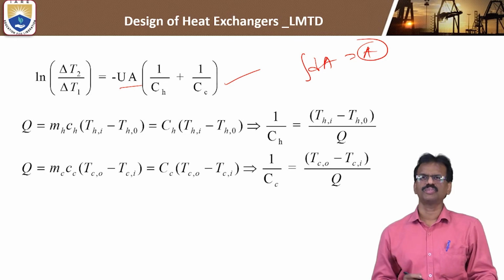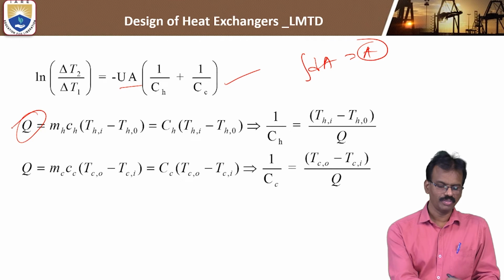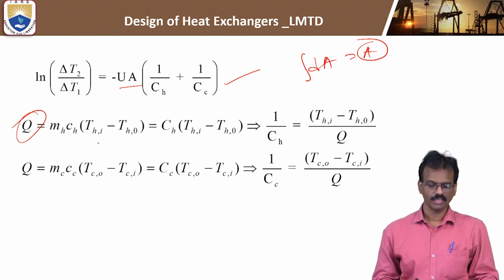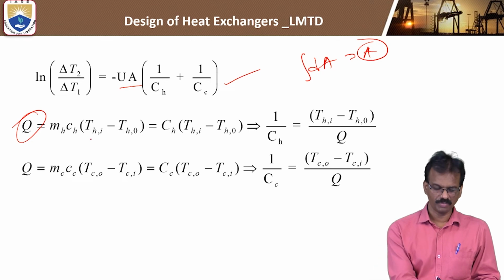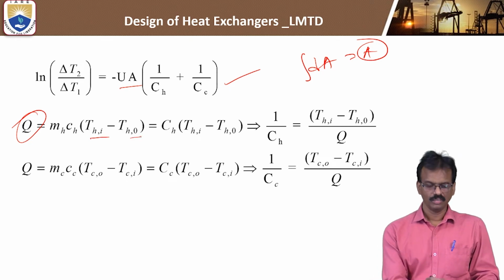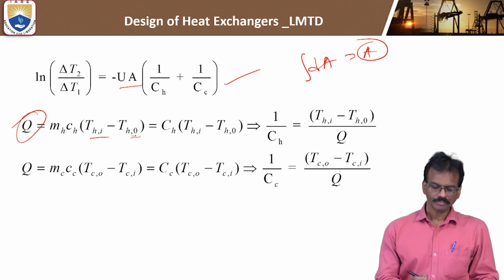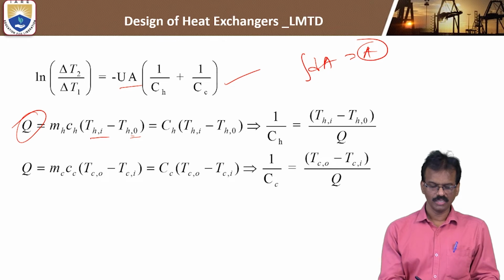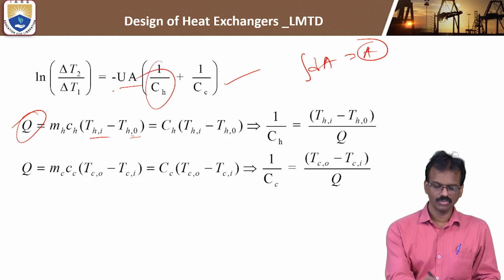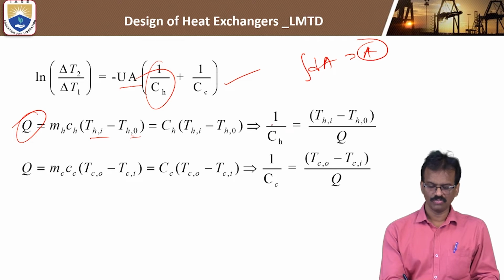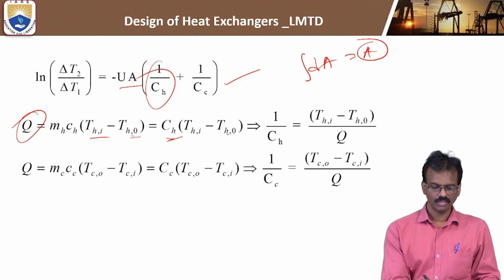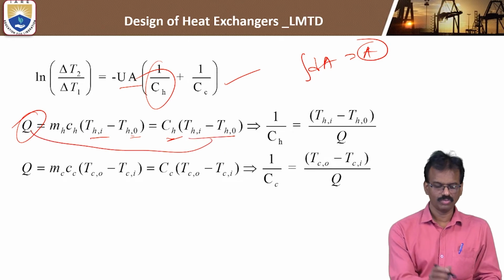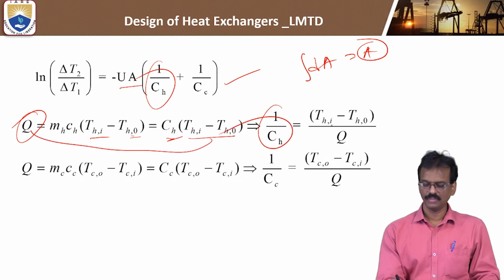Next, these are the energy formulas according to thermodynamics. The rate of heat transfer is equal to m_h C_h into the temperature difference of the hot fluid, hot fluid inlet minus hot fluid outlet. You can read it as capital CH into the temperature of hot fluid inlet minus the temperature of hot fluid outlet. So how do we derive the 1 by CH? CH is there, then you can shift this term to the left side, then 1 by CH is equal to THA minus TH naught by Q.